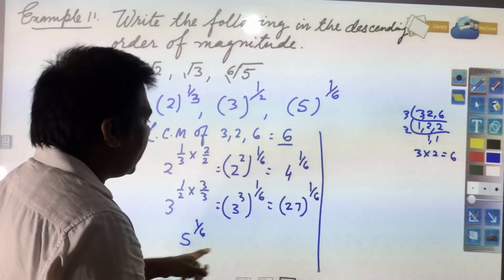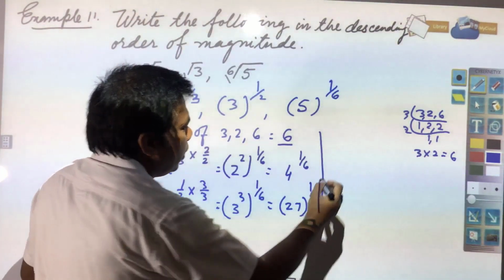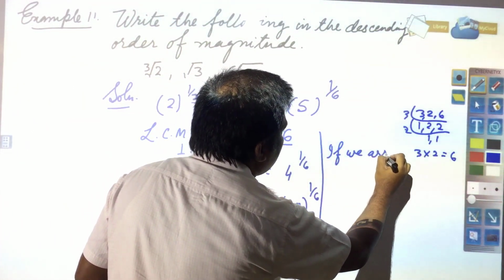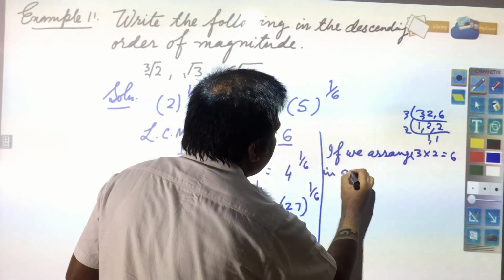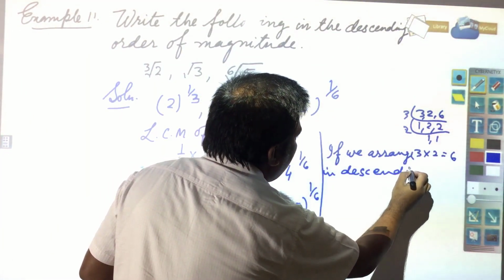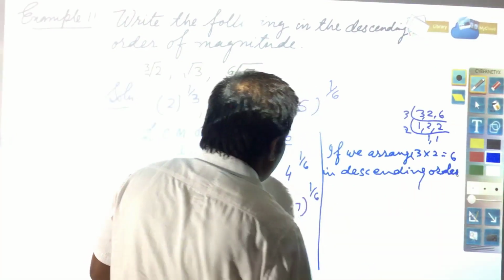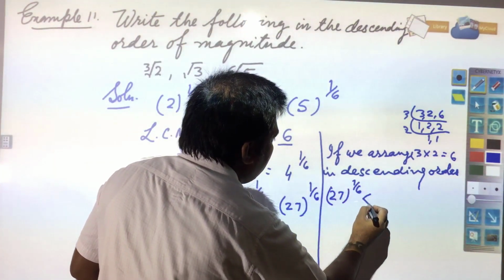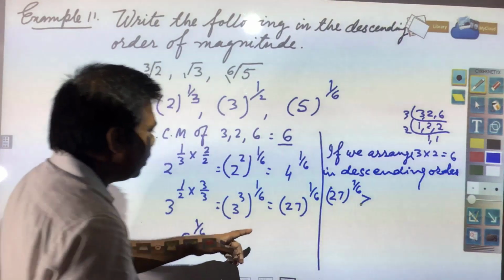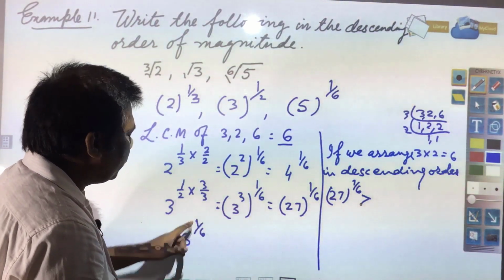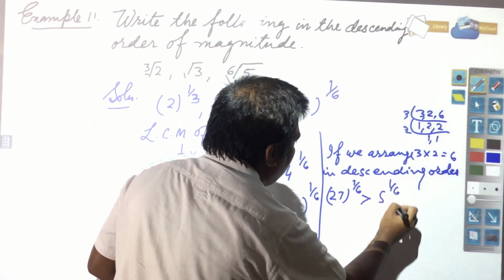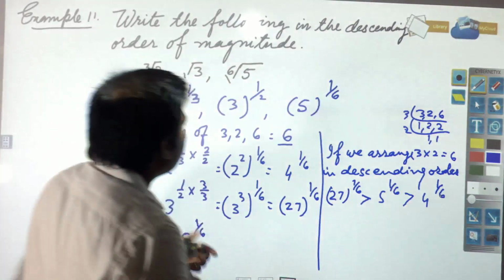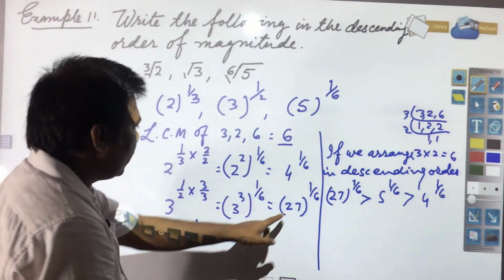So, if we arrange in descending order, the biggest number you have, what will be your order? 27 to the power 1 by 6 is greater than 5 to the power 1 by 6, and your smallest number will be 4 to the power 1 by 6.